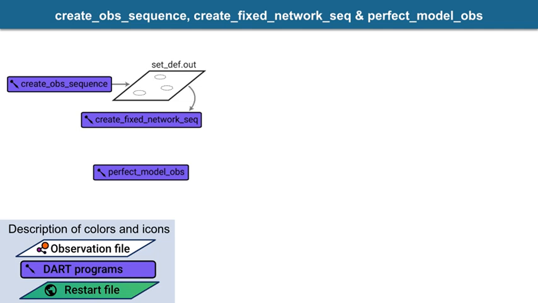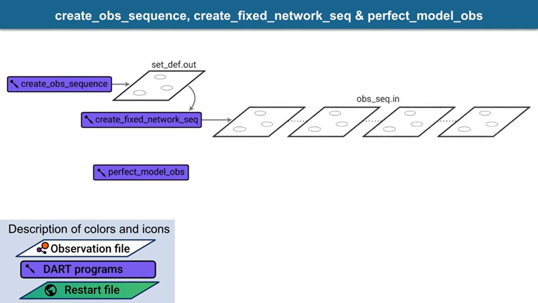Create_fixed_network_seq. This program takes setDef.out as input and creates an empty observation sequence file consisting of a set of repeated observations either at regular intervals or at specified irregular times. This file is typically named obseq.in to signify that it is used as input for the third program, perfect_model_obs.